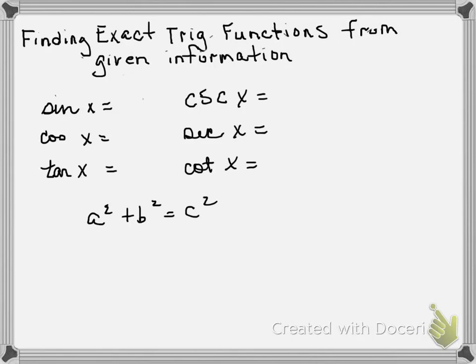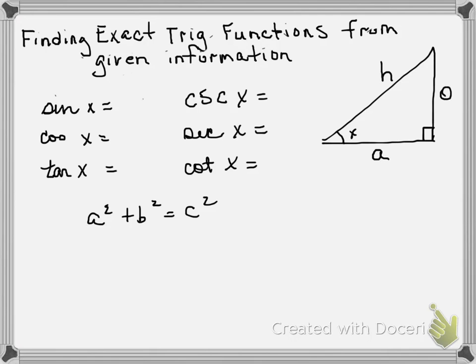This session is on finding exact trig functions from given information. So let's establish how we're going to approach this. Some people use the unit circle. I'm going to explain it using a right triangle. So if we have a right triangle, and we're talking about the angle x, then this would be the angle adjacent, this would be the opposite, and this would be the hypotenuse.